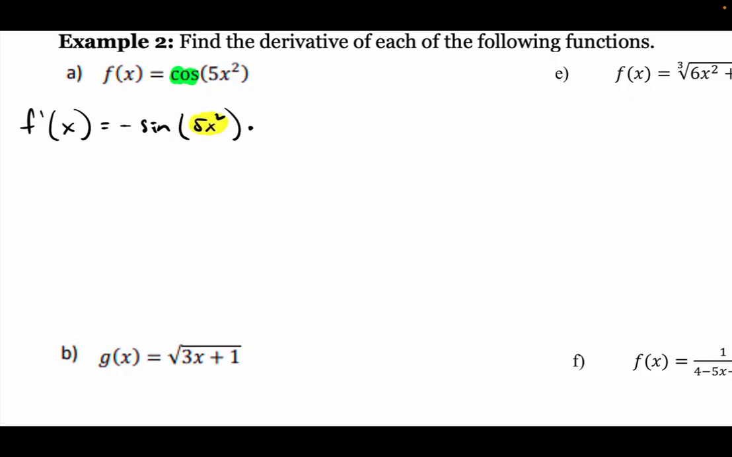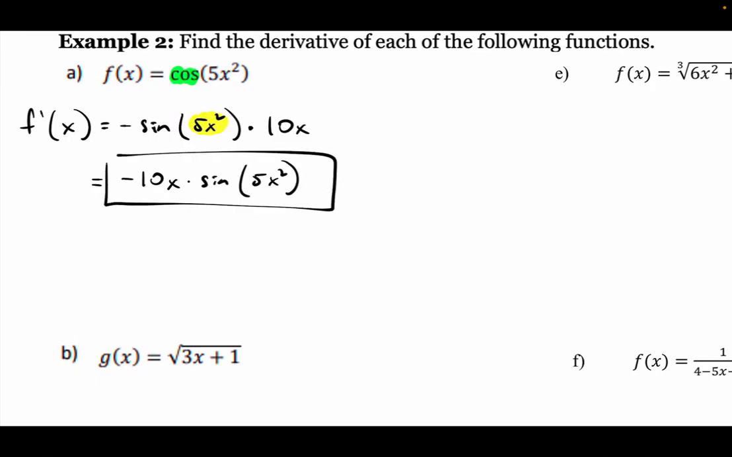The derivative of the inside is going to be 10x. So we would just put negative 10x, move that to the front, times sine of 5x squared. And that is the derivative.